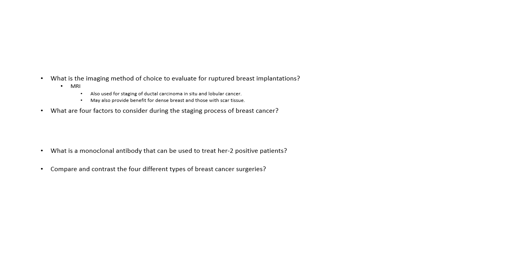What are 4 factors to consider during the staging process for breast cancer? Number 1 is estrogen receptor status. Number 2 is histopathologic grade of the tumor. Number 3 is mitotic index. And number 4 is going to be HER2 oncogene status. So the 4 factors to consider during the staging process of breast cancers include estrogen receptor status, histopathologic grade of the tumor, mitotic index, and HER2 oncogene status.